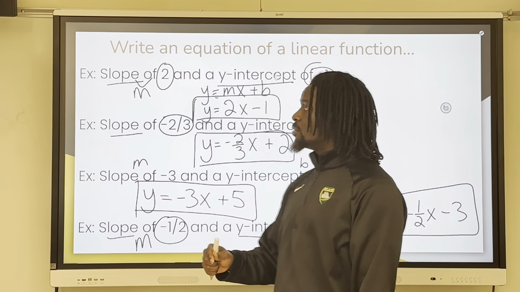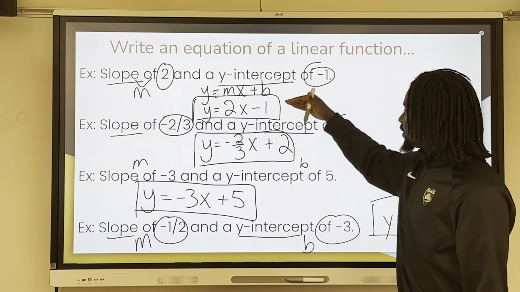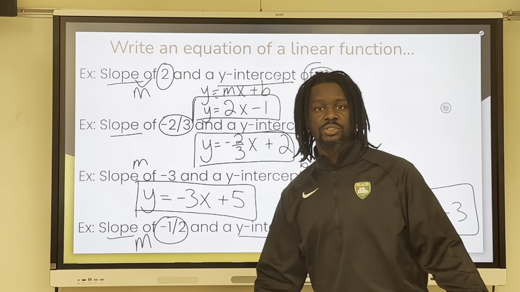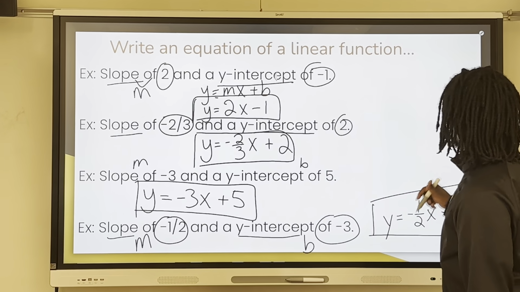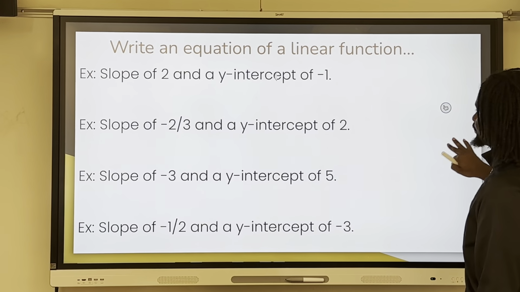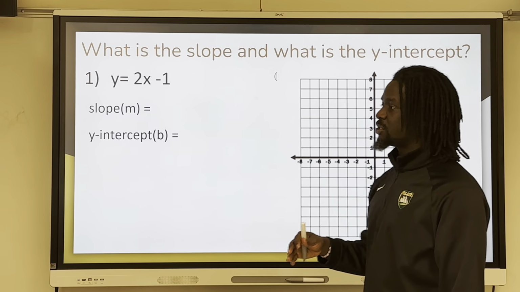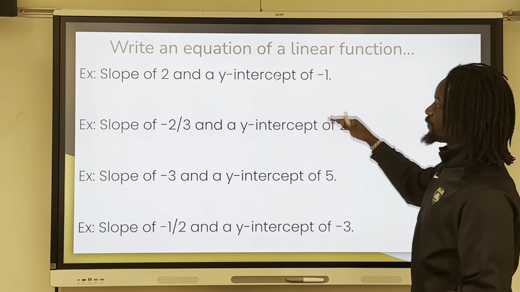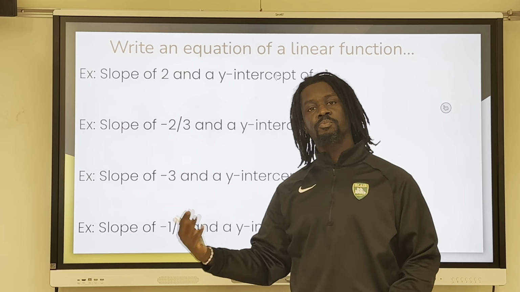Okay, now what we're going to do now is we're actually going to take this information and put it onto a graph. So what I've decided to do is to use the same problems from these on the next few practice problems.